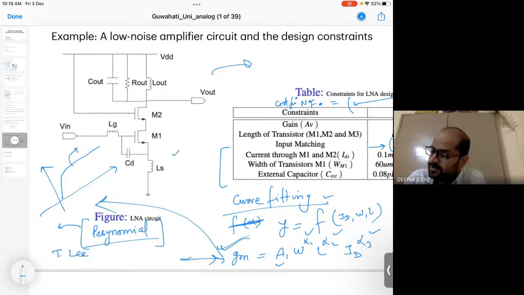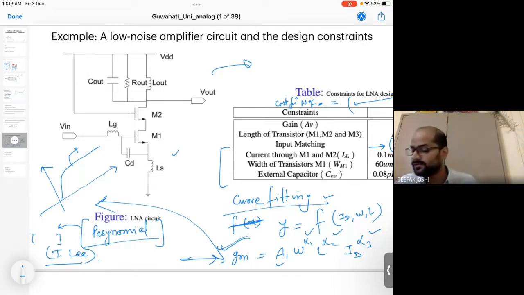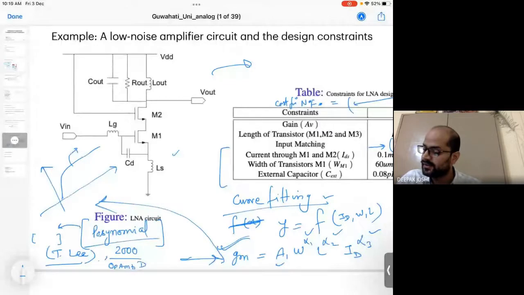Thomas Lee is a well-known author for CMOS RFIC designs, and he is the co-author. Actually, some first author will maybe be one of his students, but that particular paper was published in 2000. It is about the operational amplifier.